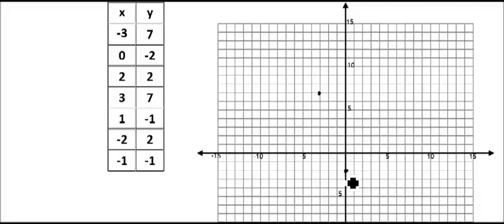Looks like these points aren't in order. I've got +2 going up to +2. I've got 3 going up to 7. We have +1 going to -1. And we have -2 going to +2. And the last value in this table is -1 is going to -1.